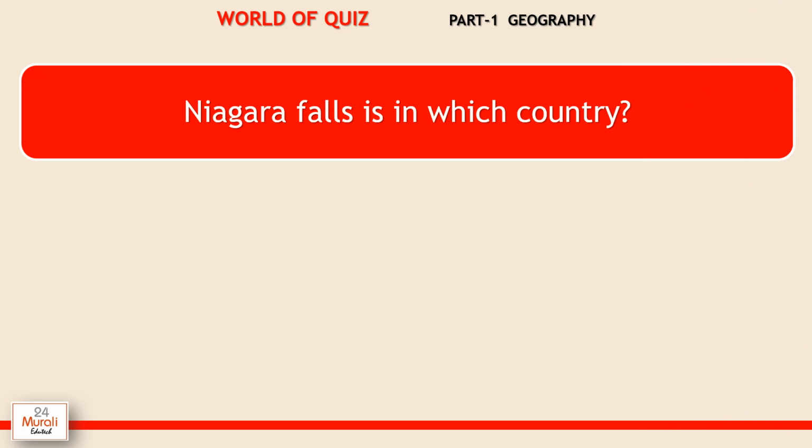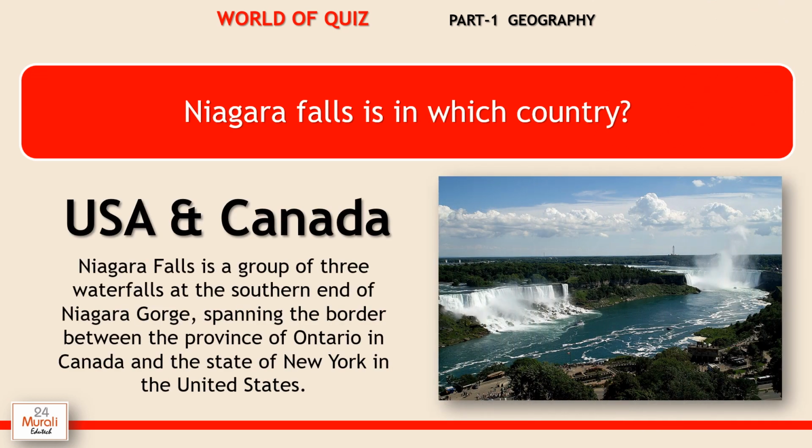Niagara Falls is in which country? USA and Canada. Niagara Falls is a group of 3 waterfalls at the southern end of Niagara Gorge, spanning the border between the province of Ontario, in Canada, and the state of New York in the United States.